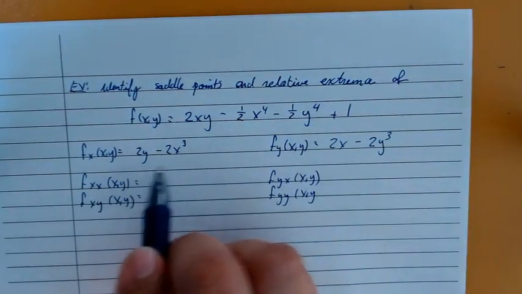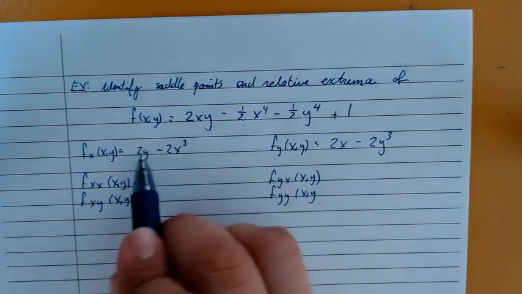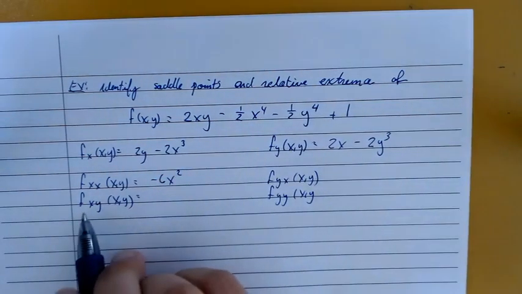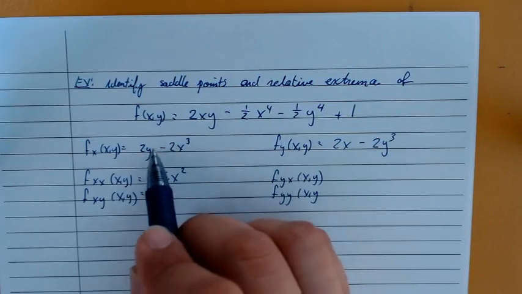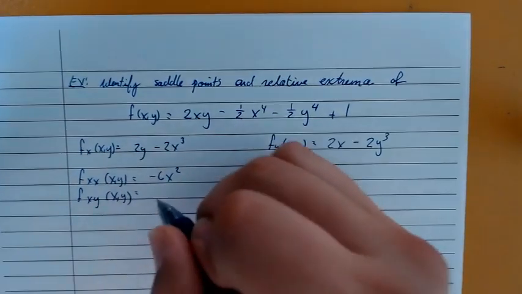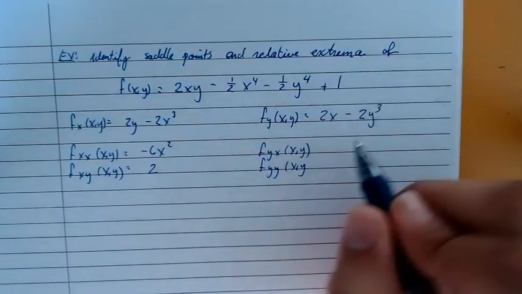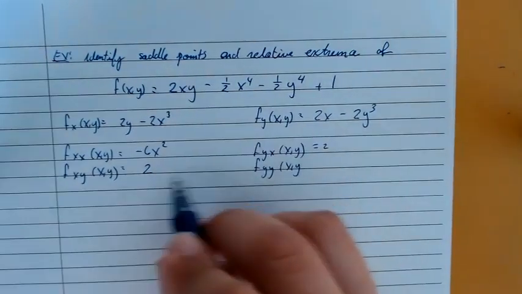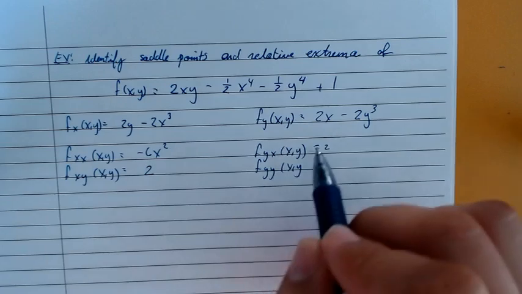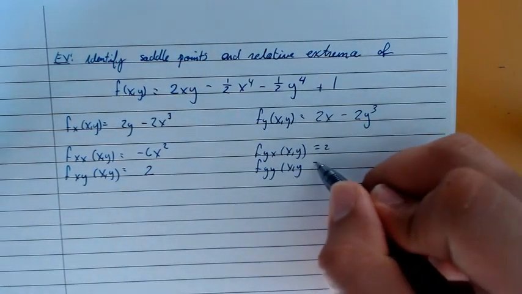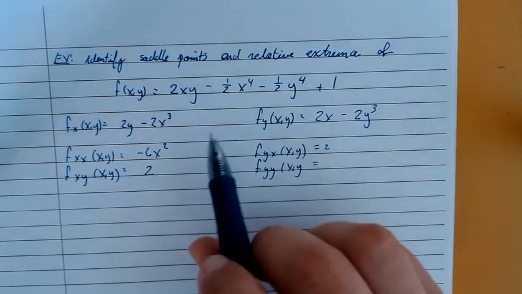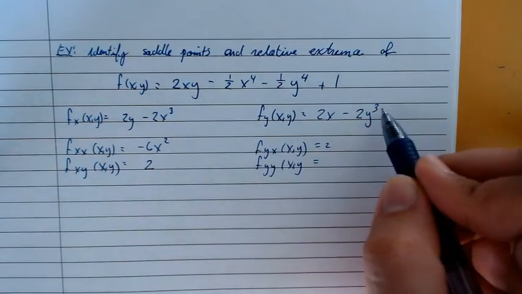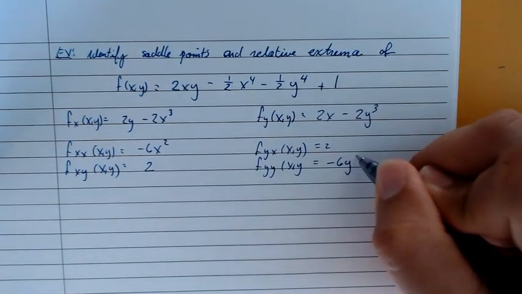Here, f sub xx, that's going to be the derivative of this with respect to x, which will be 0 minus 6x squared. The derivative of this one with respect to y, well, that'll be 0, so really just the derivative of this part, which is the number 2. If I take the derivative of this one with respect to x, again, that's just the number 2. So you'll notice these are equal to each other. As long as they both exist and are continuous, we expect them to be equal. And finally, f sub yy, the derivative of this one with respect to y would be 0 minus 6y squared.